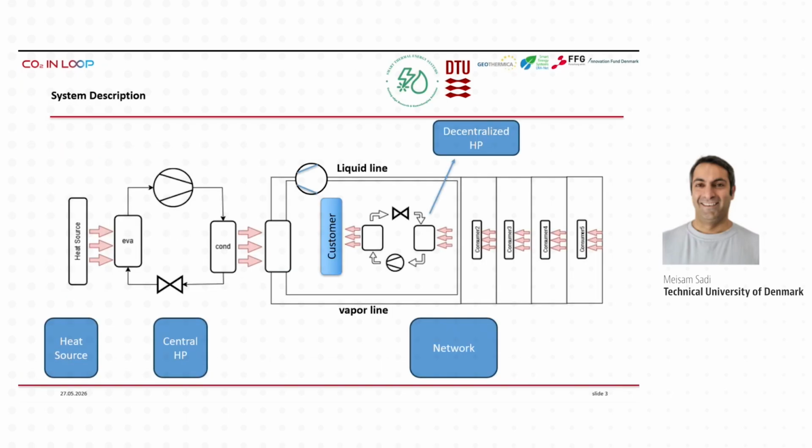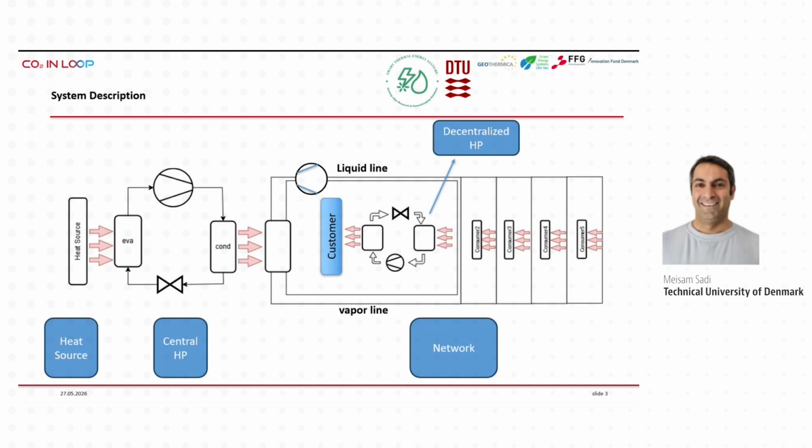Here in this slide, we can see the schematic of the work. We have 5 main components. There is the heat source, the centralized heat pump, the network, the decentralized heat pumps, and the customer or end user.